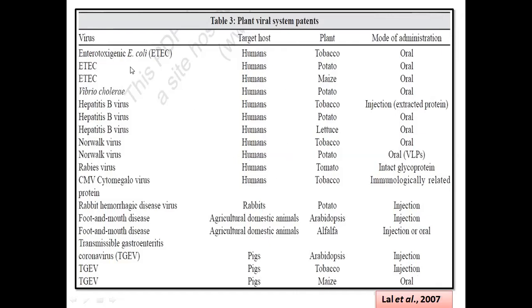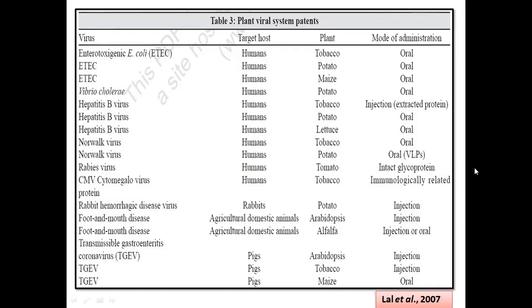Okay, so that is enterotoxigenic E. coli, ETEC. The target host is human. The plant used for the production of vaccine is tobacco, and the mode of administration is oral. Most of them are oral, and some are by injections. Okay, especially Vibrio cholerae oral, and hepatitis B virus in humans. It can be produced by various plants like potato, tobacco, lettuce. Okay, and then the Norwalk virus, that is the polio causing one, tobacco and potato are the plants used to produce the edible vaccines, and usually they are taken by the oral route.